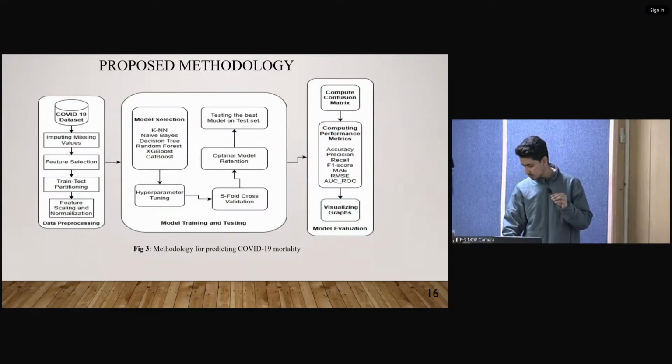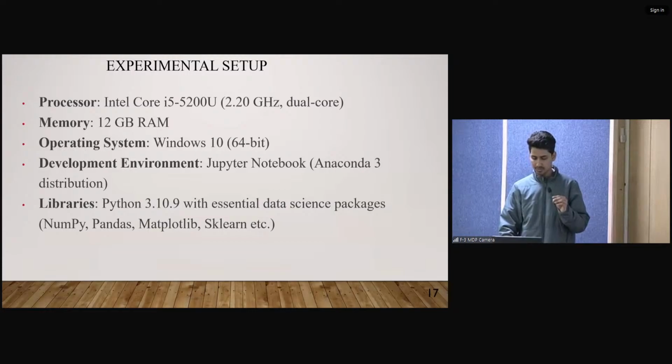This is my proposed methodology. The methodology for predicting COVID-19 mortality consists of three phases: data pre-processing, model training and testing, and evaluation. In data pre-processing, we impute missing values, select important features, do train-test partitioning, and apply feature scaling and normalization using standard scaler normalization. In model training, I have selected six different models, and then I have done 5-fold cross validation. Further, I have done hyperparameter tuning, derived the best models, retrained them, and tested the best models on the test set. Further, we have evaluated our models using the confusion matrix and performance metrics. These were the experimental setup used for the experiment.